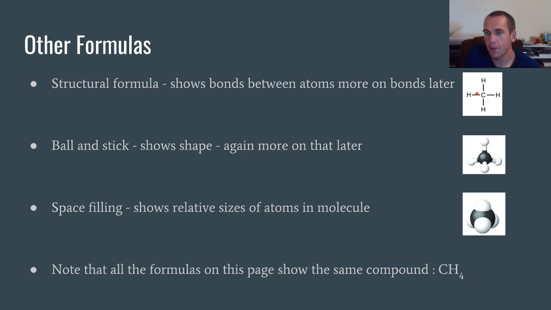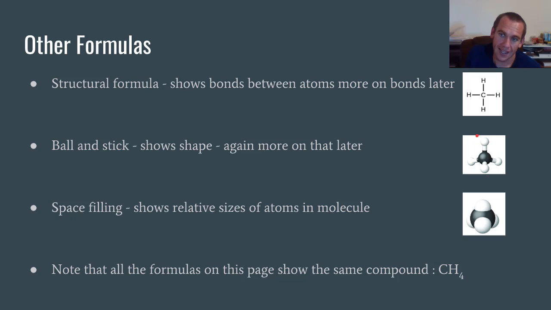Later we'll spend more time on bonds. We'll learn about single, double, triple bonds, but for now, if you see this, this is telling you, look, I have CH4 because I have 1 carbon atom bonded with 4 hydrogen atoms. This is a ball and stick molecule, which gives the same information, except it also includes how they are arranged geometrically in 3 dimensions. So this tells me the shape of the molecule.